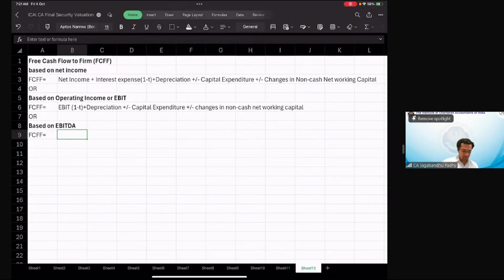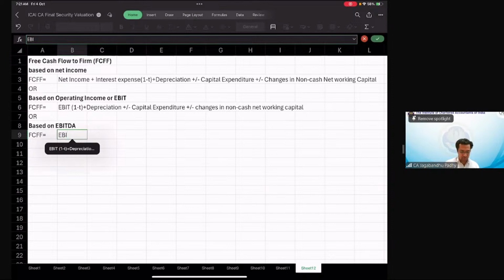How do we calculate? Okay, we start with, let's say, EBITDA. This is before interest, and this is also before depreciation and amortization. So I need to give the effect of tax saving due to the depreciation and amortization, right? So of course we need to make this EBITDA figure an after-tax figure by multiplying it by 1 minus T.